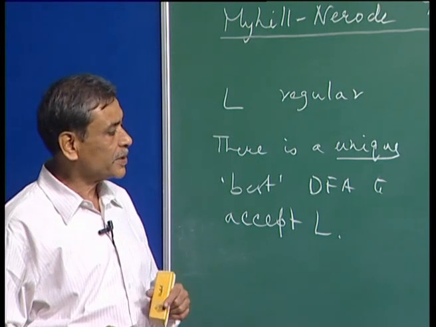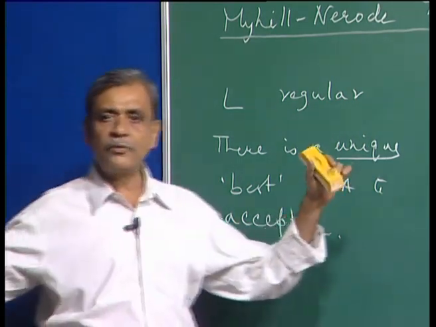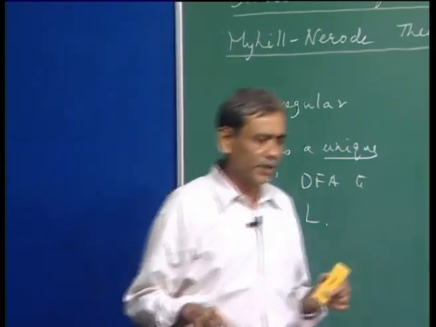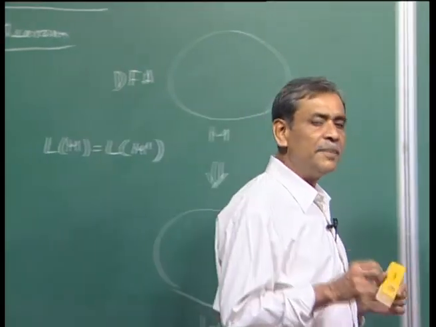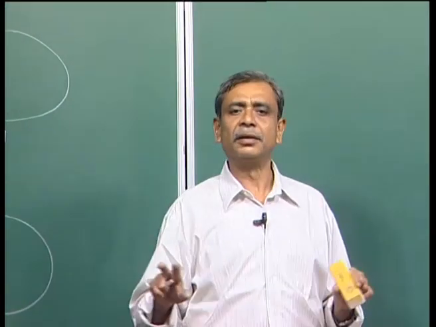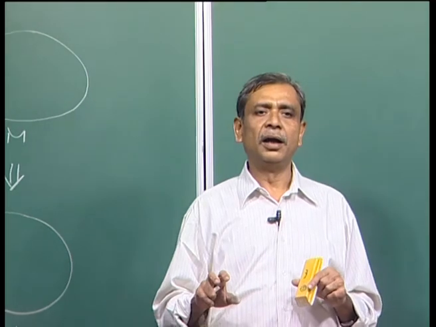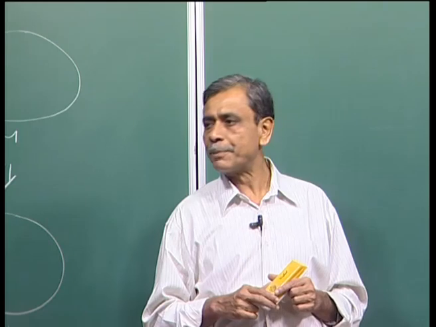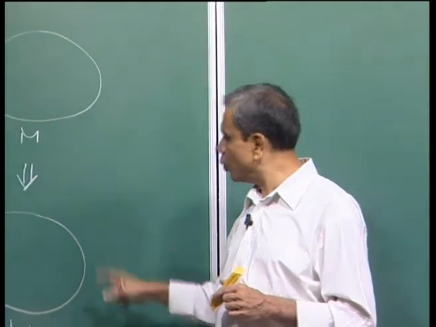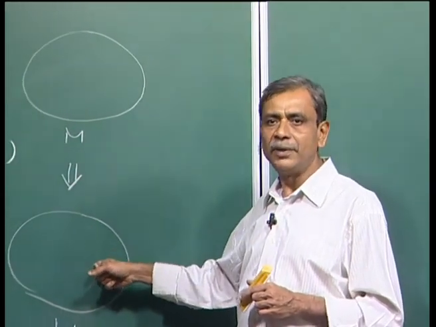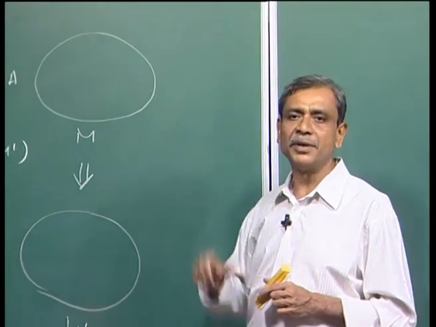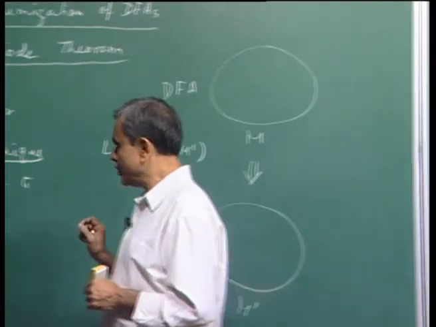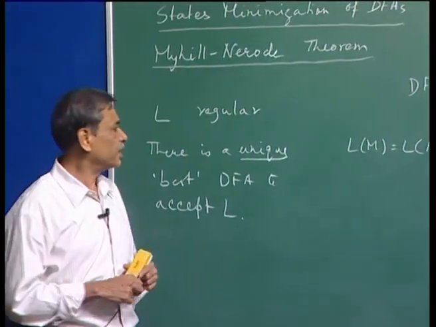In other words, what we are saying, it is not possible to have two different DFAs, essentially different DFAs. Of course, you can have different DFAs by changing the names of the states, but if you don't bother yourself with such trivial changes, there is precisely one DFA with minimum number of states to accept any regular language. Right. Now, let me spend a minute to understand what I am saying.